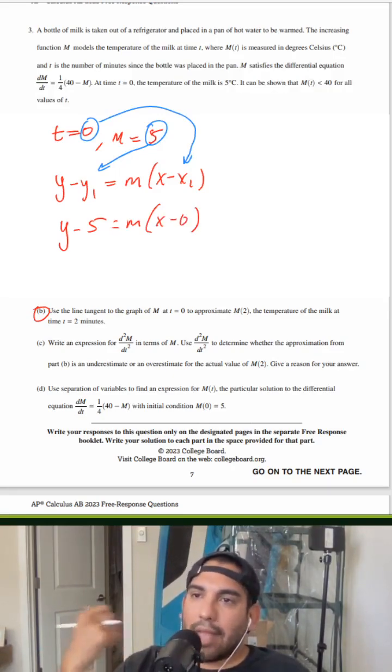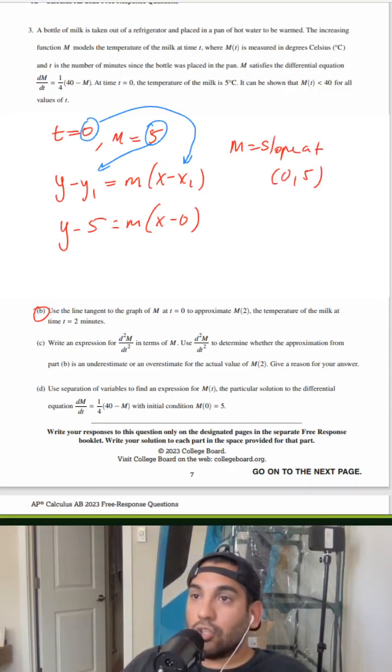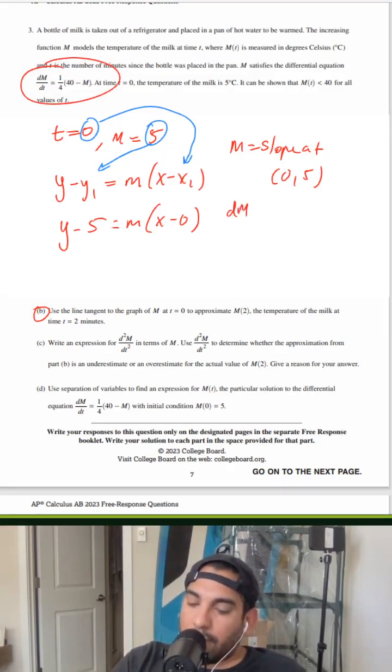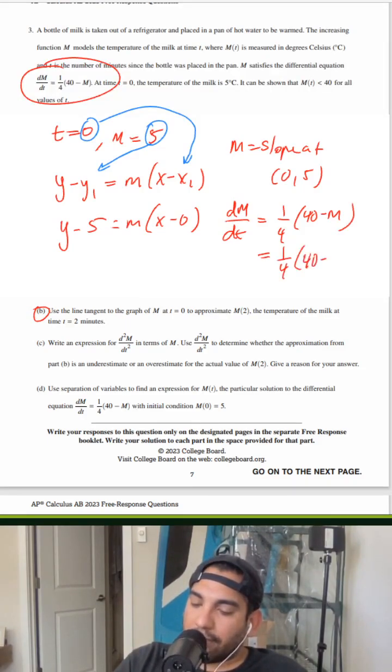So we need to find m. Remember, m is the slope. Slope at (0, 5), so the slope is going to be this equation that they gave us. The slope is this equation, and that's 1/4 times 40 minus m. And so we just plug in the necessary values. And this is the confusing part. A lot of people will plug in 0 for m, but that's not true. Remember that this is 5. So we get 1/4 times 35. So 35 over 4 is our answer.